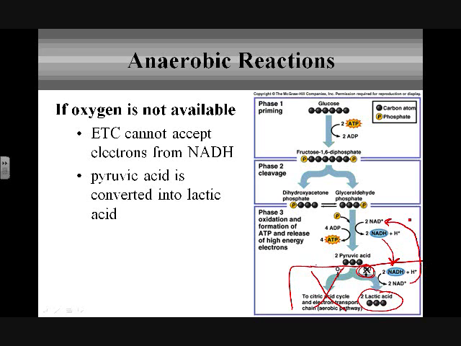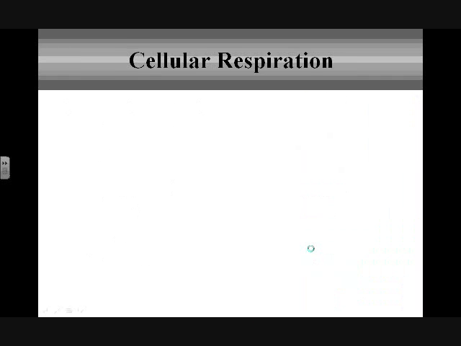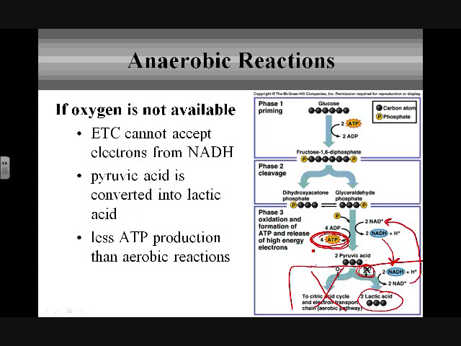So long as that NAD continues to cycle, glycolysis can continue to happen, and so long as glycolysis can continue to happen, small amounts of energy can be generated. But it's not enough really for survival, at least not for organisms of our size. Like I said, there's less ATP production than aerobic reactions. And a few last things to talk about is the idea of lactic acid. We should know what lactic acid buildup feels like. Painful, burns, sharp shooting pains, cramps.